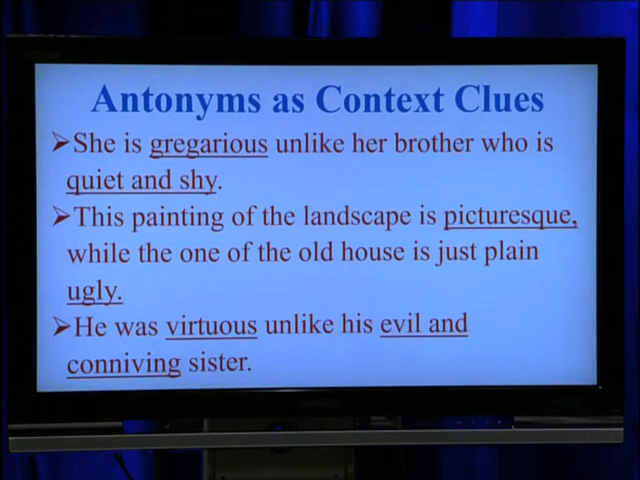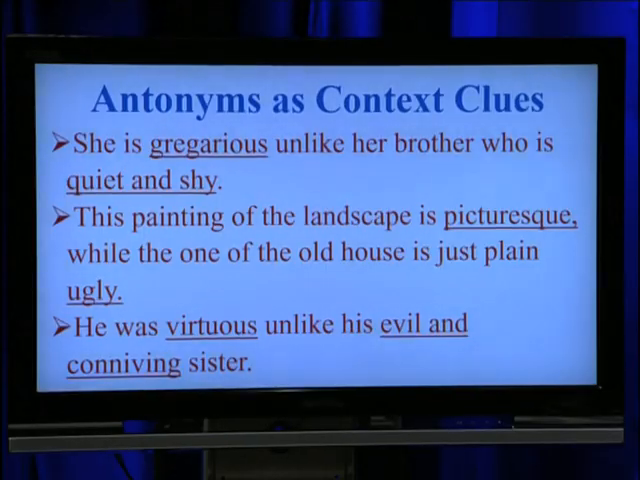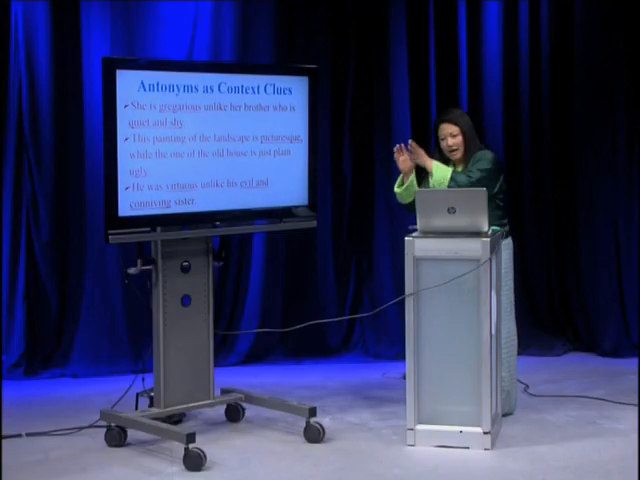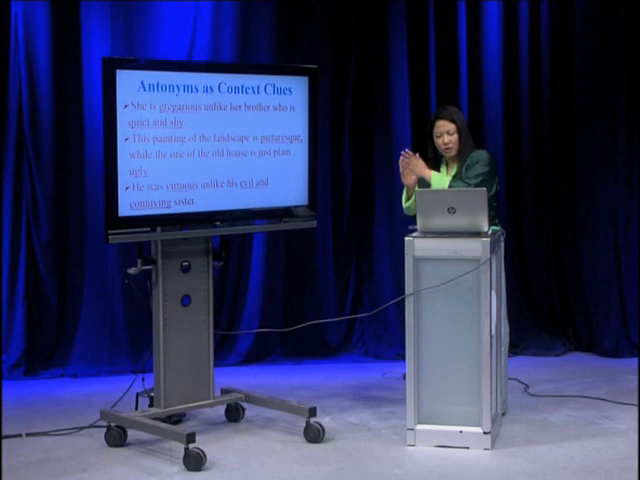Maybe good. This painting of the landscape is picturesque, while the one of the old house is just plain ugly. So the word picturesque is the antonym of the word ugly. So what is the antonym of the word ugly? It is beautiful. So this is how you decode the meaning using the context clues left by the author or the writer.